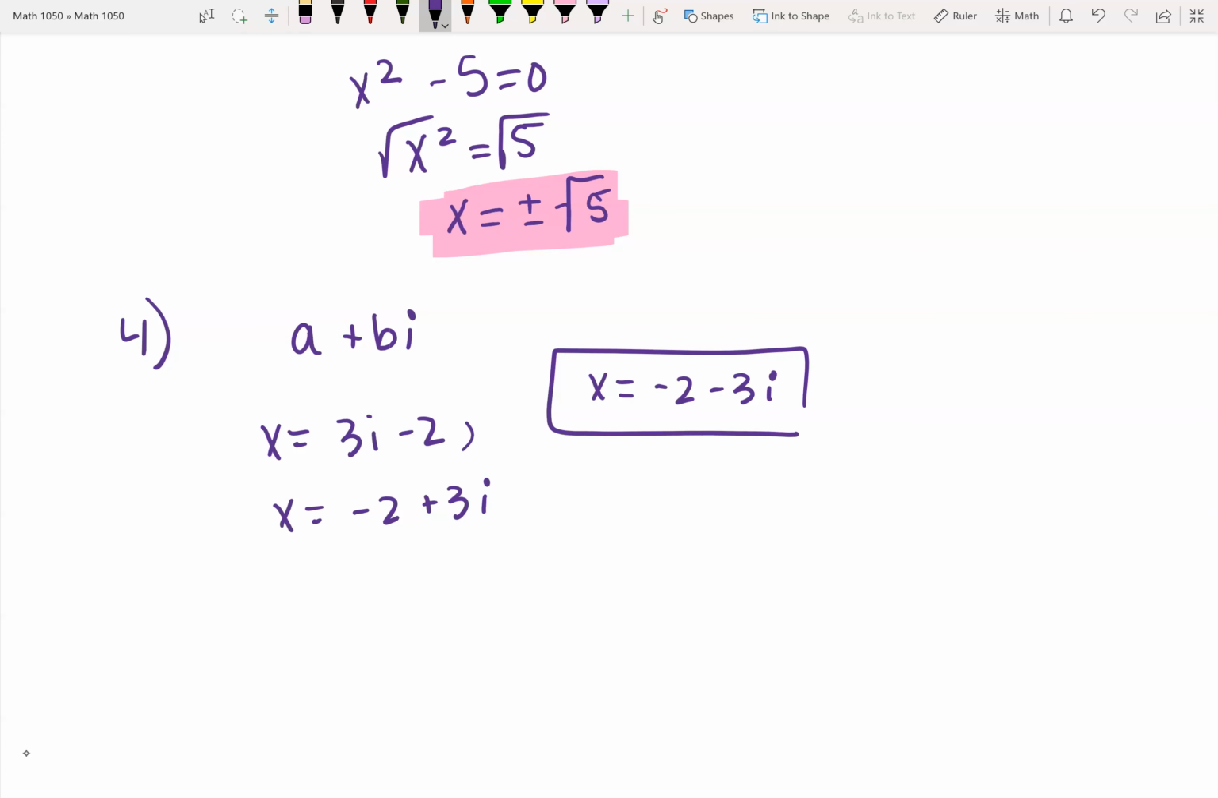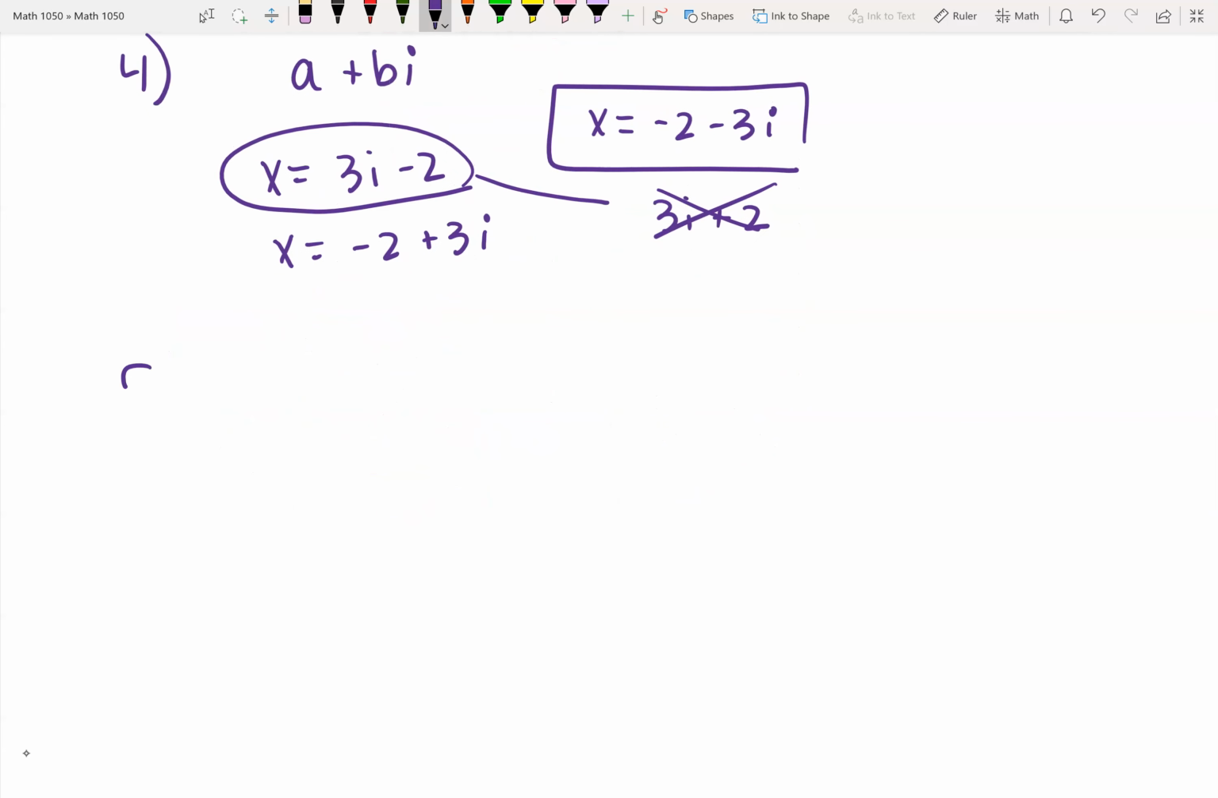So what my students did when this was their final is they took that and they changed the sign of the 2. So the 3i and the 2 were both positive in their answer. That's actually wrong. They should both be negative. So make sure you put it in the right order and then do the conjugate. Okay? Okay, so question 5.